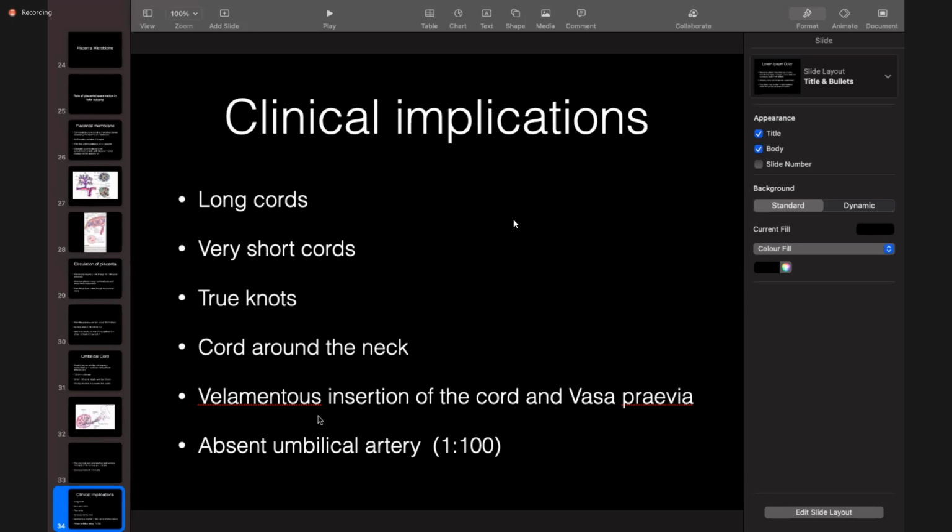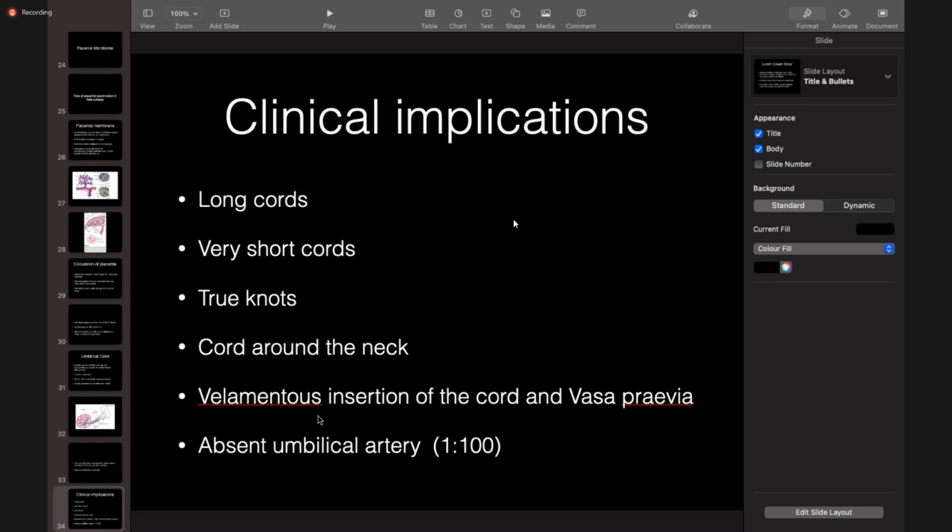If the cords are long, they can wrap around the neck, cord around the neck. That can lead to a lot of complications. Sometimes at the time of delivery, you may find it difficult. But if there is a cord around the neck, we can detect it in the CTG, and we will do a cesarean section and deliver.